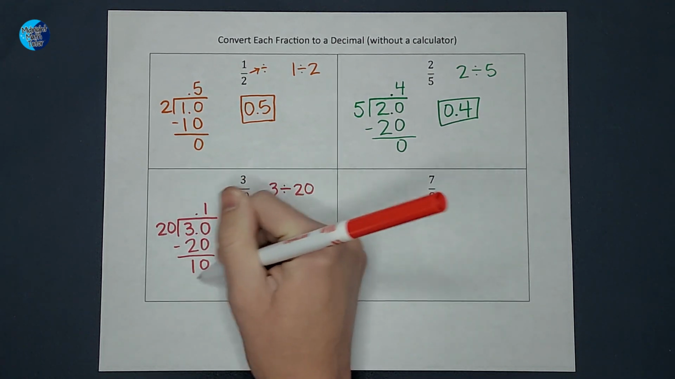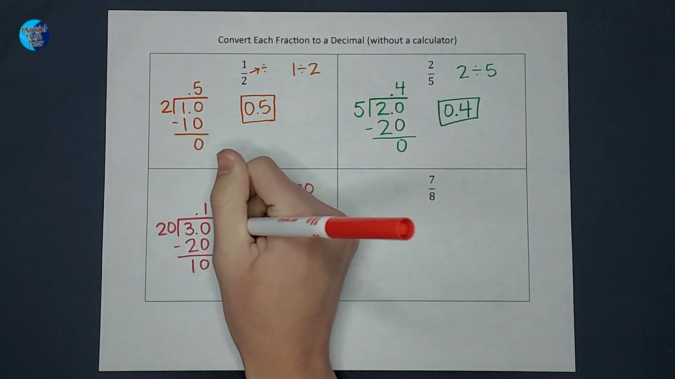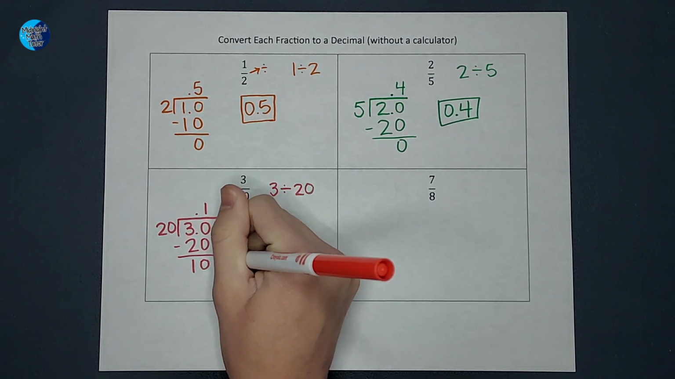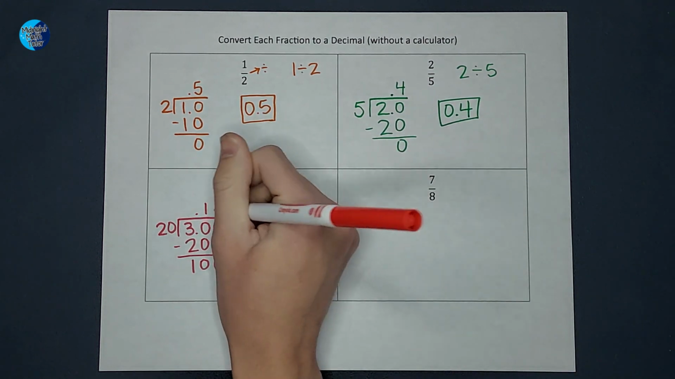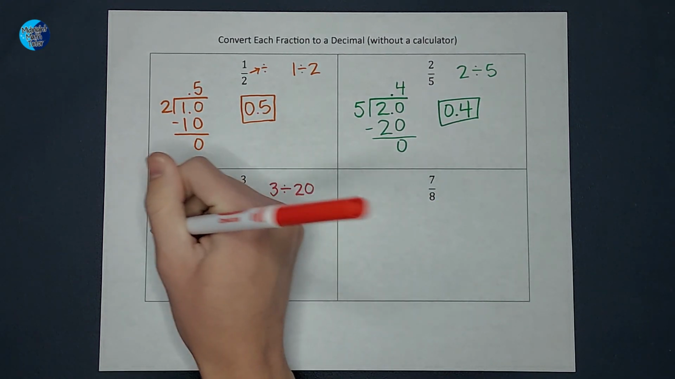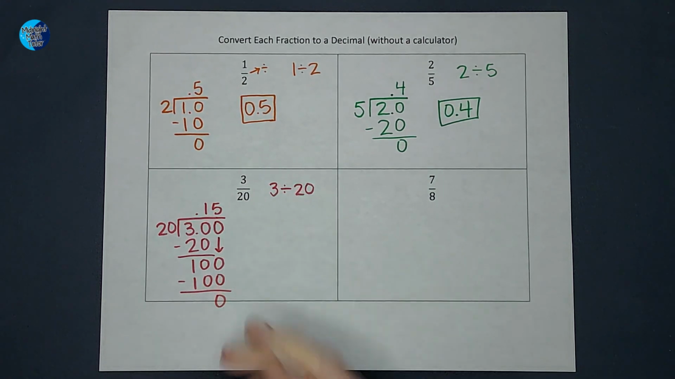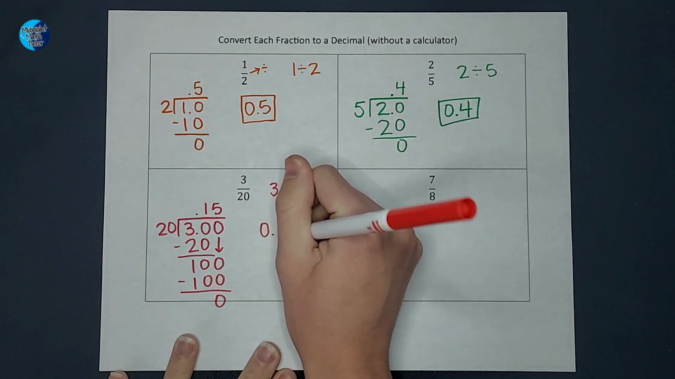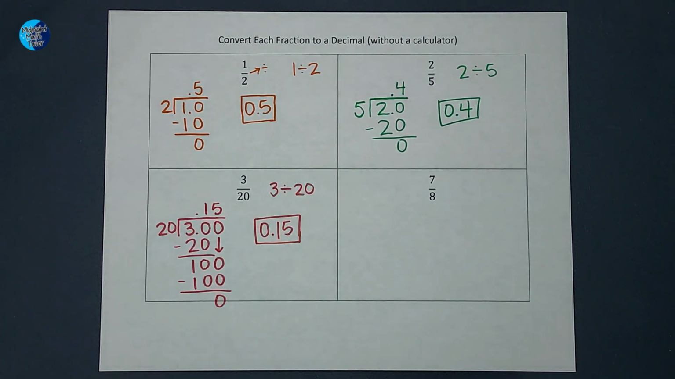Now, normally, because this isn't 0, I'm going to pull the next number down here, but there's nothing there. But I can add another 0, right? Just like that, and bring that 0 down. Now, how many times does 20 go into 100? Well, it goes 5 times. 5 times 20 gives me 100. I subtract and get 0. So my answer, what is 3/20 as a decimal, is 0.15. There we go.